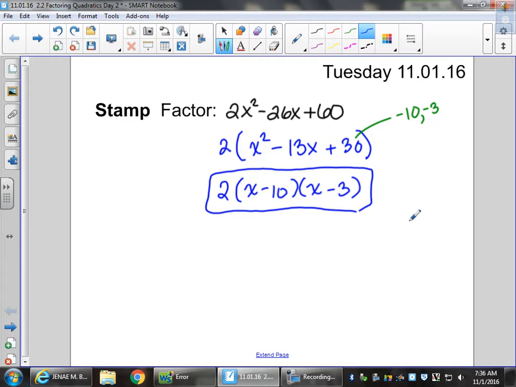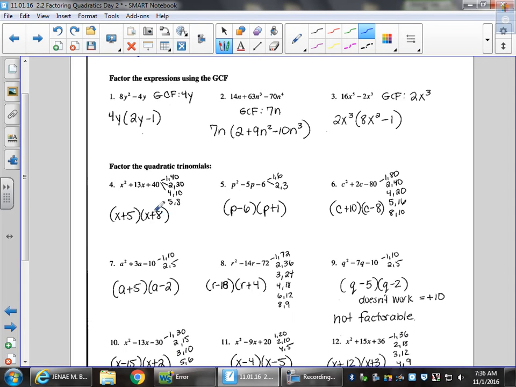Homework looks awesome. Let's check answers. Ready? Here's 1 through 9. Let's make corrections. Mark right, right, wrong, wrong. If any questions, we'll talk.